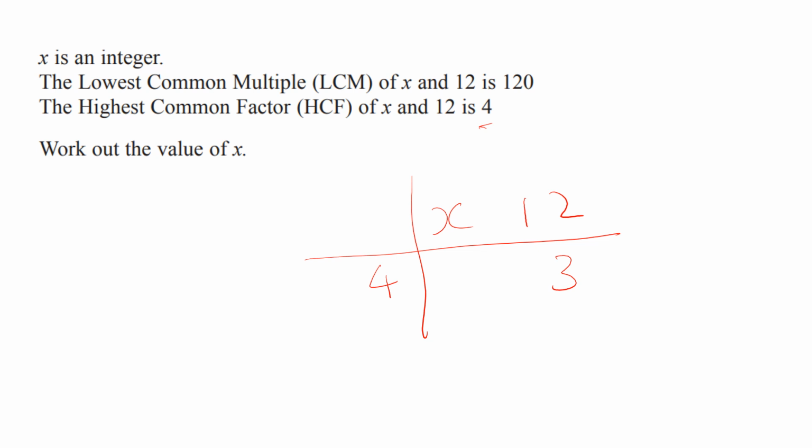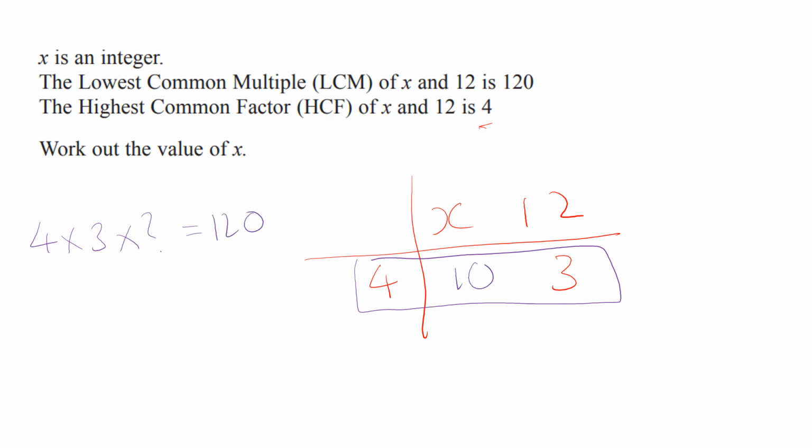But we know the lowest common multiple is 120, so when we multiply these three numbers together, whatever goes here, upon the 4 and a 3, we get 120. So 4 times 3 times something is 120, so that something must be 10, so let's put a 10 in there. This must therefore be 40. Yeah, x is 40 because 40 divided by 10 is 4.